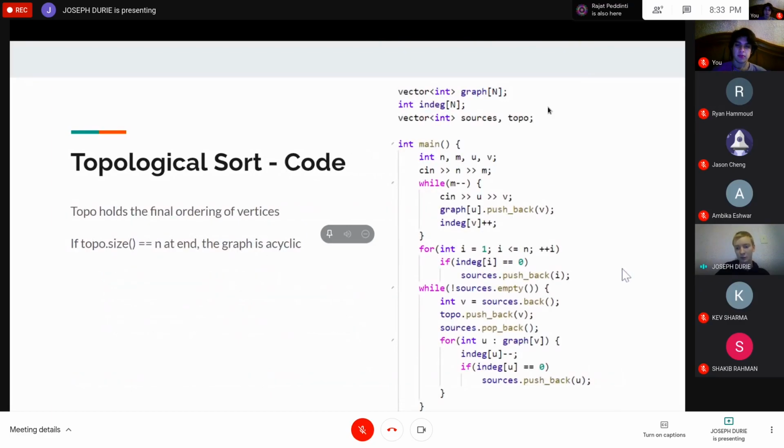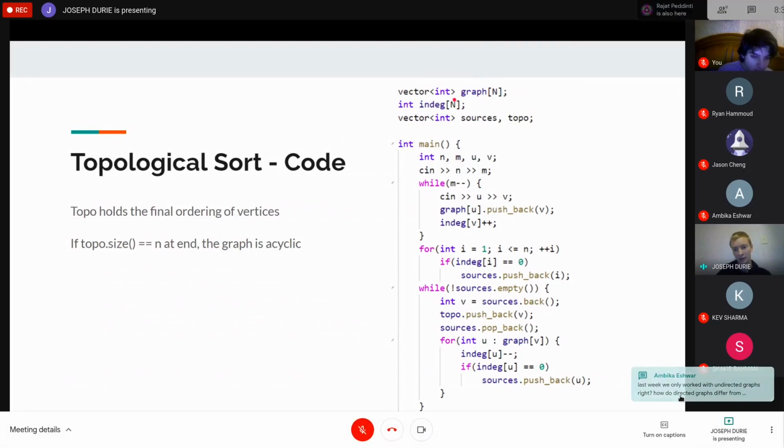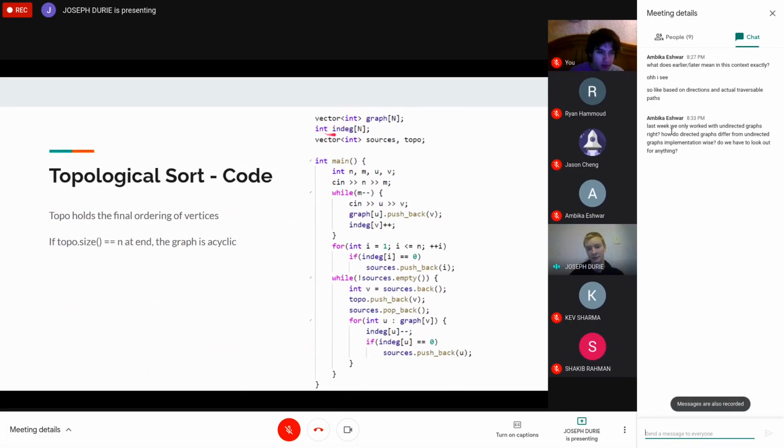So the code for this would look something like this. You have your basically standard graph representation here as an array of lists of things you're adjacent to, so your adjacency list. And in addition, we're going to store the in-degree of every vertex in this array indeg. And we're going to have these 2 lists: sources, which holds all of your current sources that you haven't removed yet, and topo, which is your final ordering.